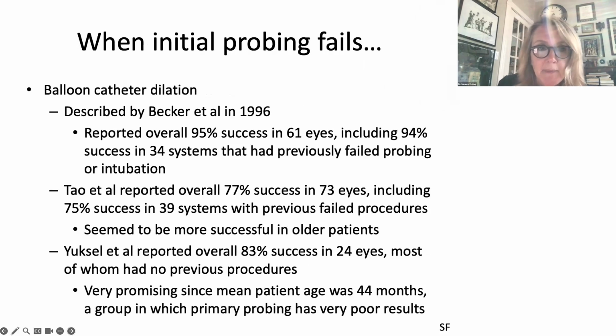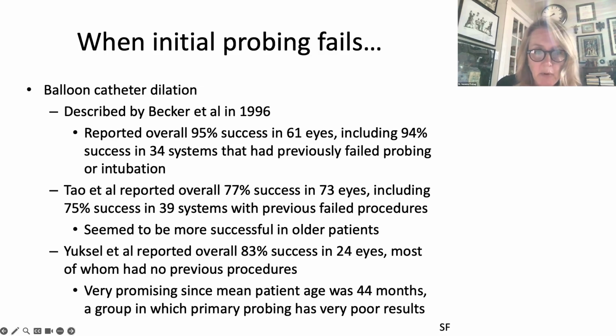Next slide. Balloon catheter dilation was described by Becker in 1996, and although I believe it's not used as frequently in adults anymore, it is still quite popular in many centers for children. The reported success rate by Becker was 95% in 61 eyes, including 94% success in 34 systems that had previously failed a probing or intubation. Tau reported 77% success, including 75% in previously failed procedure cases. Seemed to be more successful in older patients in his study.